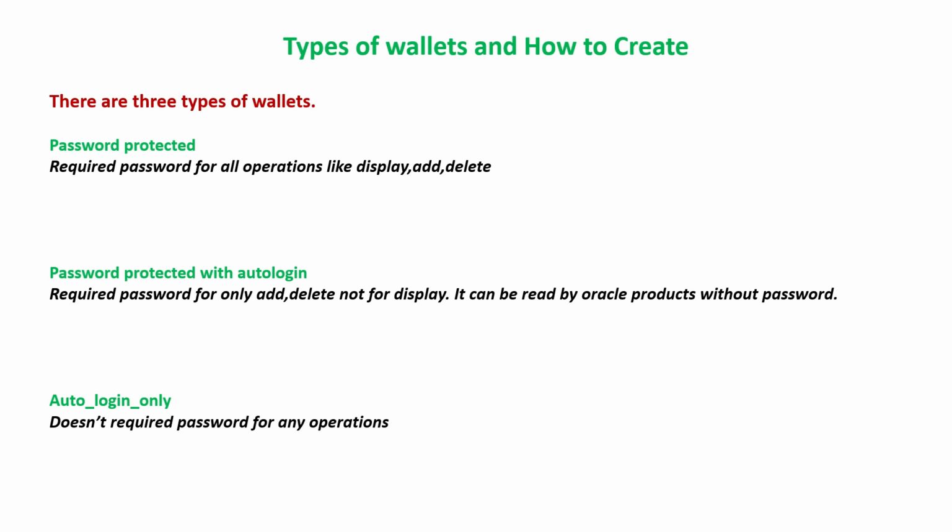Okay, so where it is useful is that whenever we start our OHS or the OID, which is completely based on the wallets, to allow the auto login so that your OID and OHS can automatically read the wallets and then start the services, you can configure this kind of wallet, which is called the password protected with auto login. So whenever you are going to add any certificate to the wallet or delete any certificate from the wallet, then you specify the password. But when your services are going to start up, then it doesn't require any password.